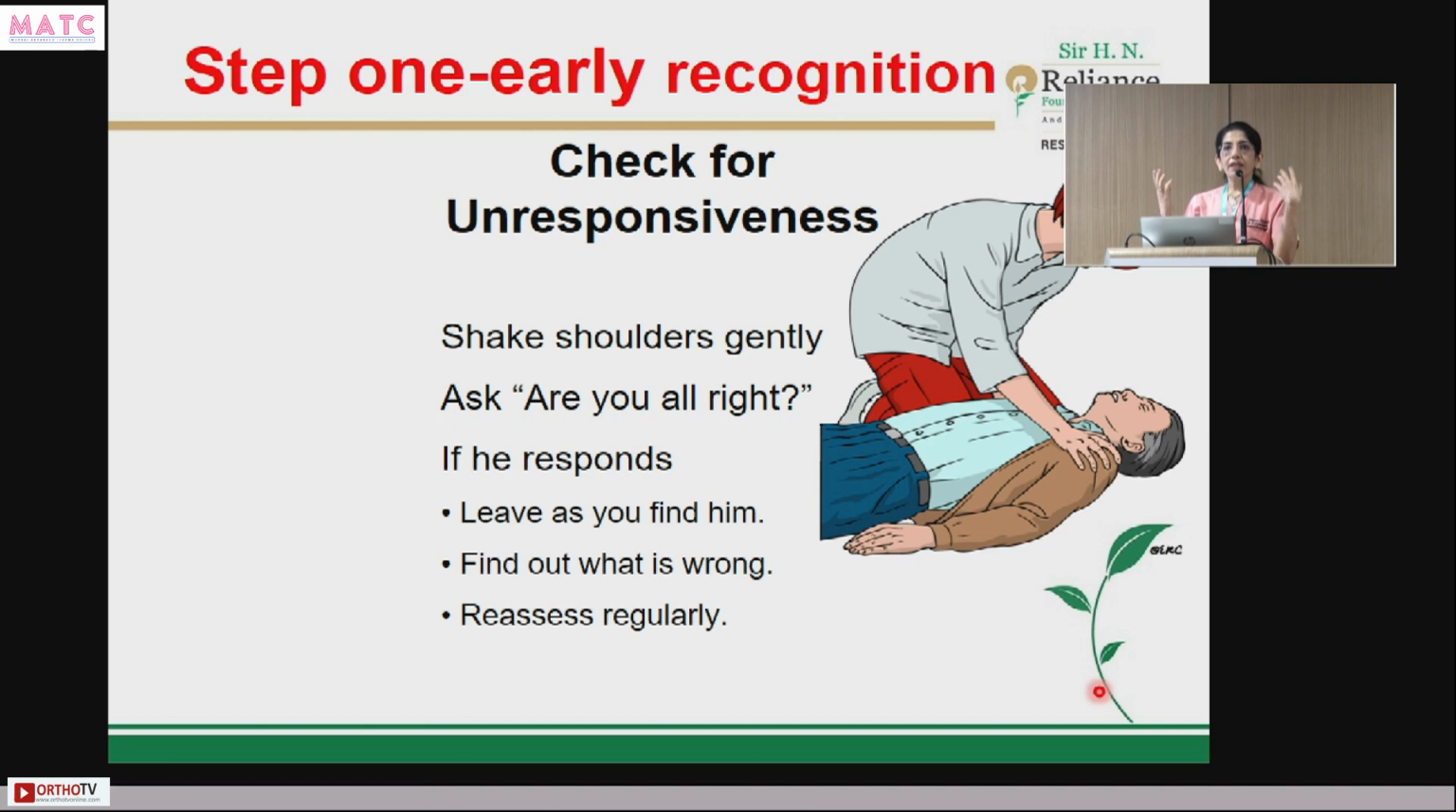Like that, you tap on the shoulders, not anywhere else, not on the face, not on the neck, because we want to avoid movement of the neck if there is a suspected cervical spine injury. That is why you tap on the shoulder. Sir, are you all right? And if the patient doesn't respond, then immediately call for the emergency response system.